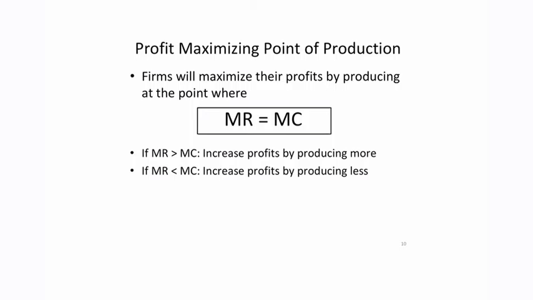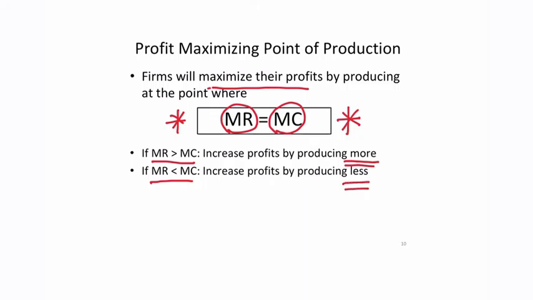Okay, so when we look at the profit maximizing point of production, for all firms that are trying to maximize their profits, the best point of production will be where marginal revenue is equal to marginal cost. This tells us that the additional revenue that a firm generates from producing one more unit is exactly equal to the additional cost of producing one more unit. If marginal revenue is greater than marginal cost, the best thing to do is for the firm to produce more. On the other hand, if marginal revenue is below marginal cost, the best thing for the firm to do is to produce less.